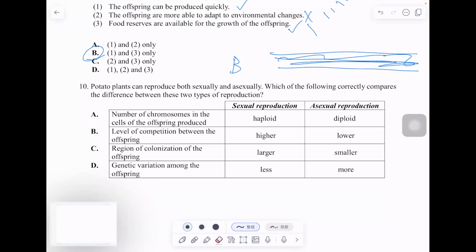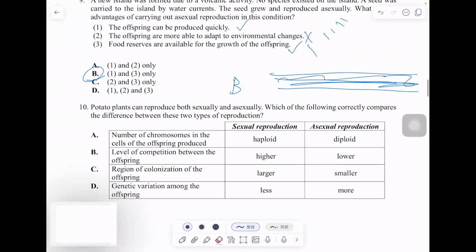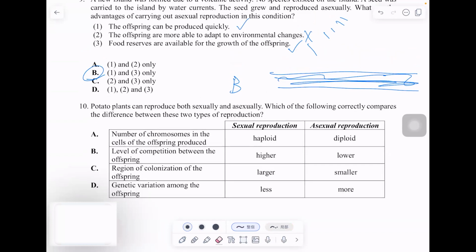Okay, then for the last MC question, we can see that the potato plant can reproduce both sexually and asexually. So which of the following correctly compares the difference between these two types of reproduction? We can see that for sexual reproduction it would be a haploid cell, while for asexual reproduction it would be a diploid cell. So definitely it would not be correct because we are talking about the offspring produced. No matter whether it is sexually or asexually reproduced, both of them would be diploid cells, but not haploid.